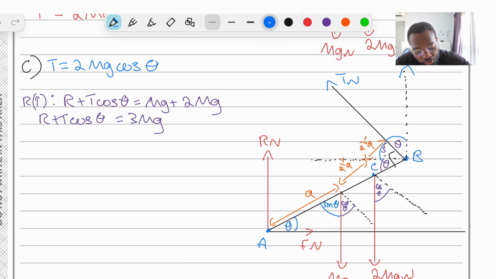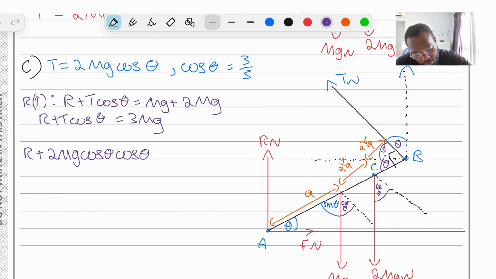Now they also tell us in the question that cosine theta is equal to 3/5. We also know that T is equal to 2mg cosine theta. So we can rewrite this as R plus the T, which is 2mg cosine theta, and then times another cosine theta, is equal to 3mg. And then we can just put in our values. So we have R plus 2mg times 3/5, and then another 3/5, or 3/5 squared.